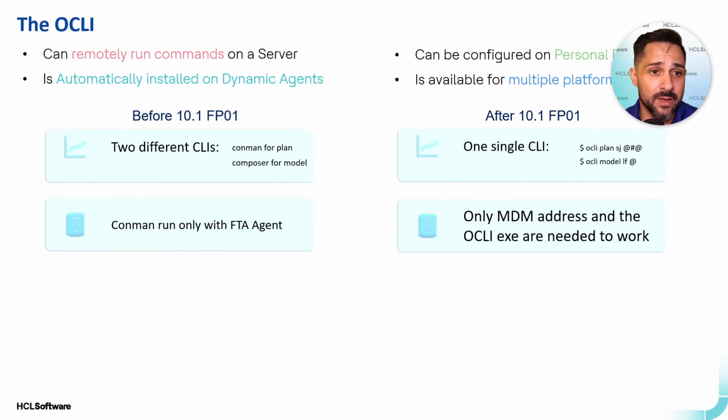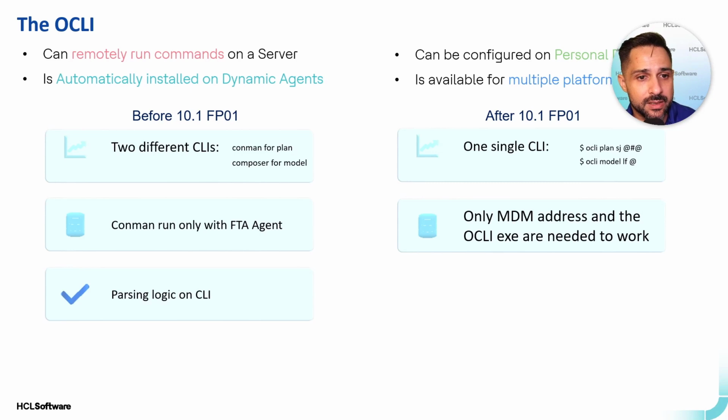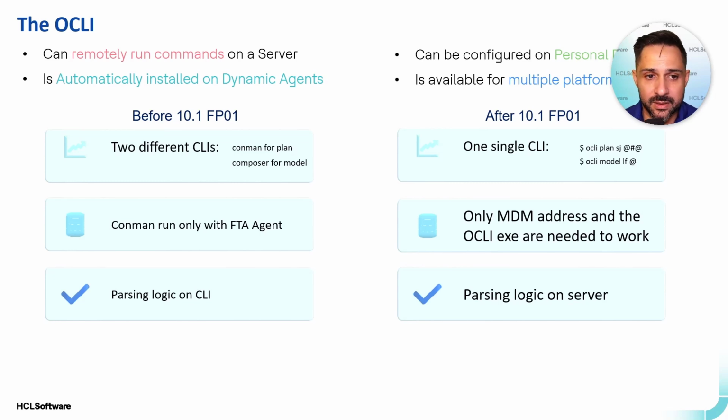OCLI doesn't come installed out of the box on the installation. I have OCLI on my dynamic agents now, but the main differentiator is that I can download the OCLI binary standalone to access my master domain manager. Another main functionality is that the parsing logic is now within the OCLI, not on my master domain manager. So there are many more advantages. It won't overload my master, and performance-wise it is much better.